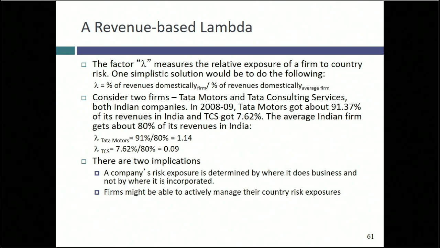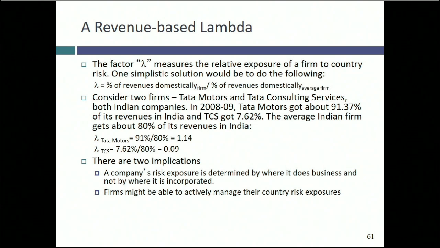So let's suppose you have two companies, Tata Motors and Tata Consulting Services. In 2008-9, Tata Motors got about 91% of its revenues in India. Tata Consulting Services got about 8% of its revenues in India. The average Indian company in that year got about 80% of its revenues in India. Again, this is very pragmatic. There's no science involved. What I'm doing is I'm taking the 91 and dividing by 80. I get a lambda of 1.14 for Tata Motors.